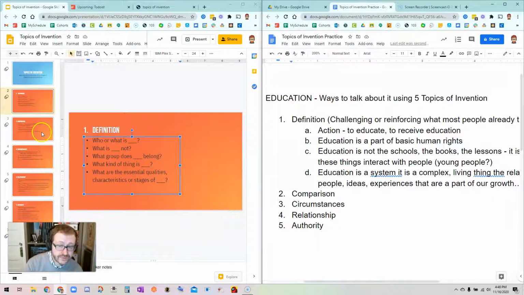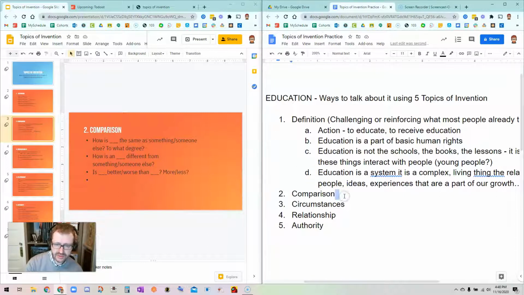Language is up for debate. It's not as simple as it just exists. And so that's why definition is really, really important. Next up, we'll talk about comparison.